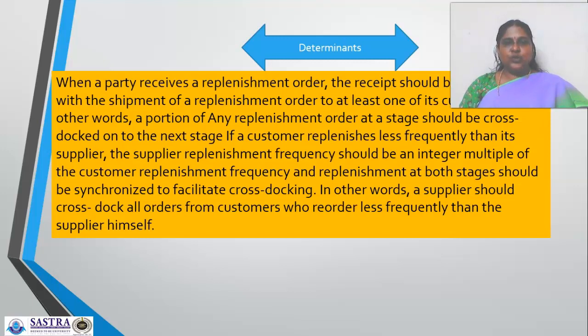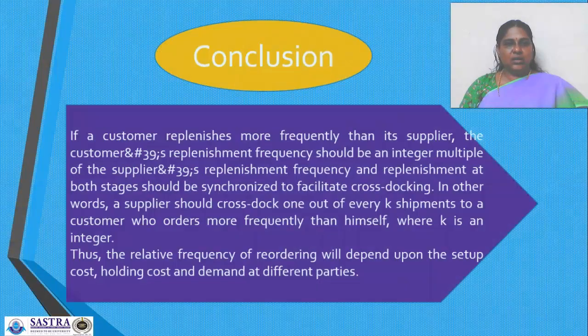In other words, a portion of any replenishment order at a stage should be cross-docked on to the next stage. Then, if the customer replenishes less frequently than its supplier, the supplier replenishment frequency should be an integer multiple of the customer replenishment frequency, and replenishment at both stages should be synchronized to facilitate cross-docking. In other words, a supplier should cross-dock all orders from customers who reorder less frequently than himself.